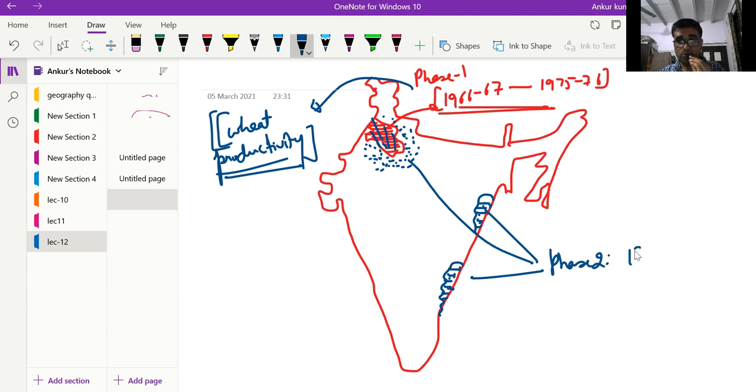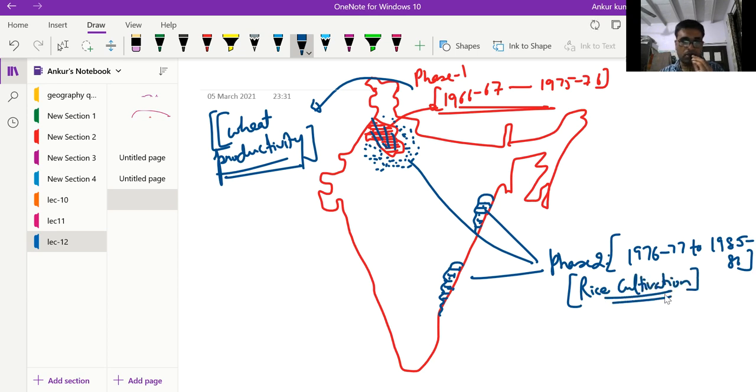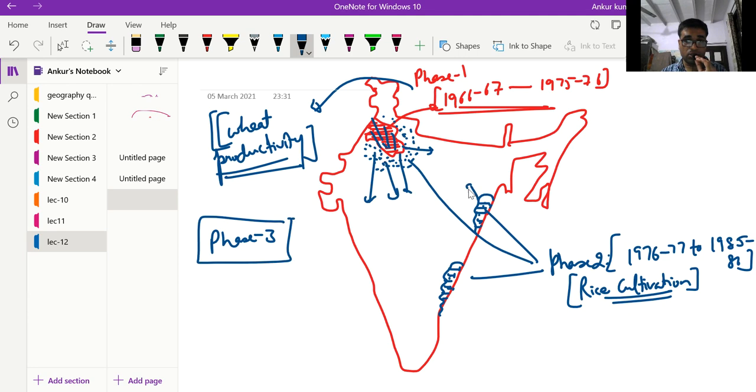And phase 2 started from 1976-77. It went up to 1985-86. Okay, and it was mainly the rice cultivation phase. So modern varieties of the rice seeds were introduced in the second phase, right? And in the third phase, phase number 3, the green revolution spread to the other parts of India from these regions.